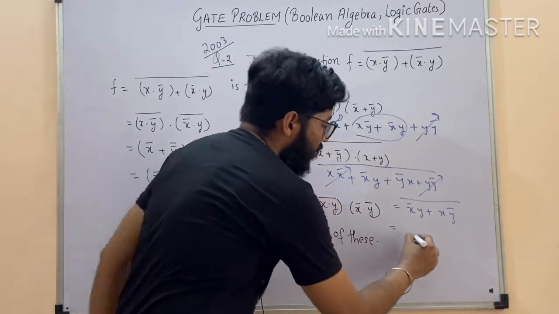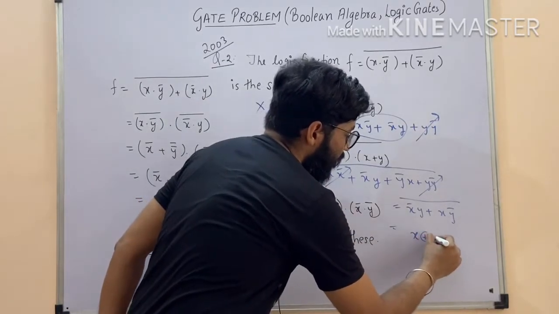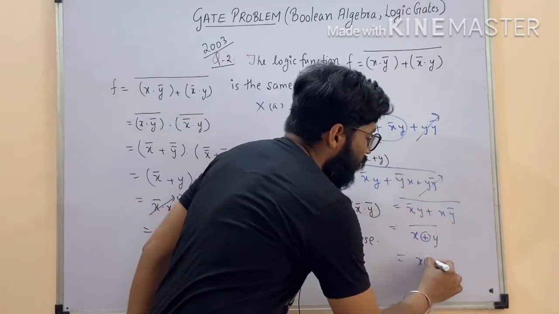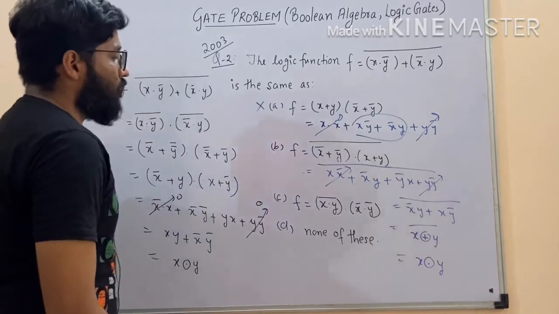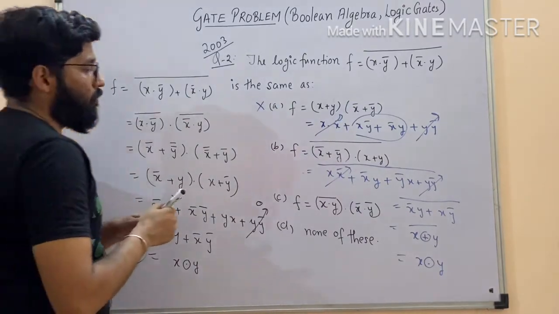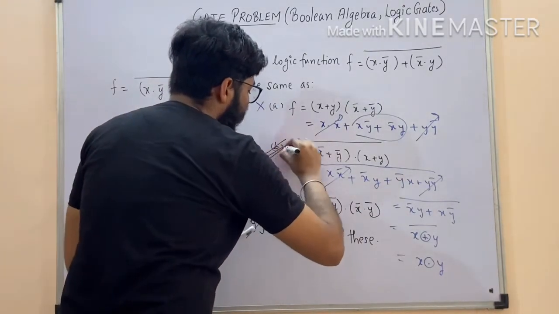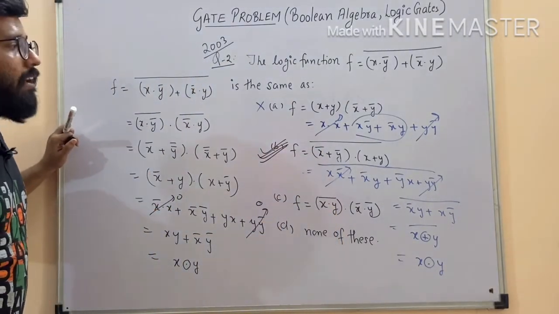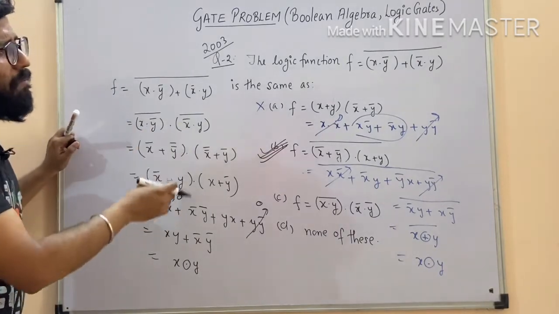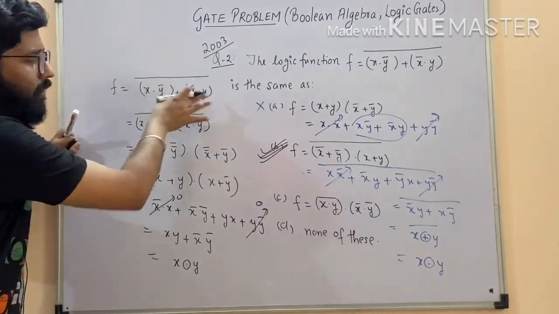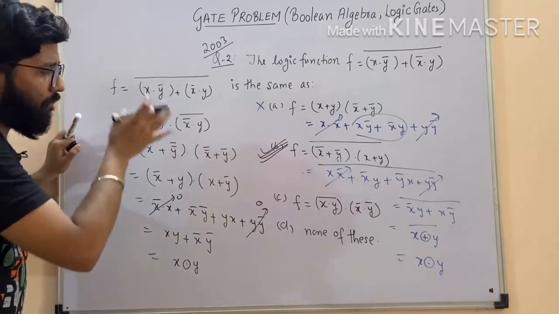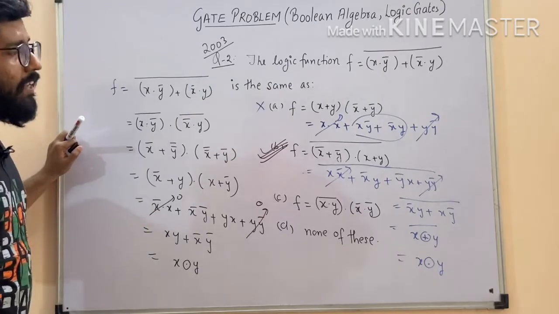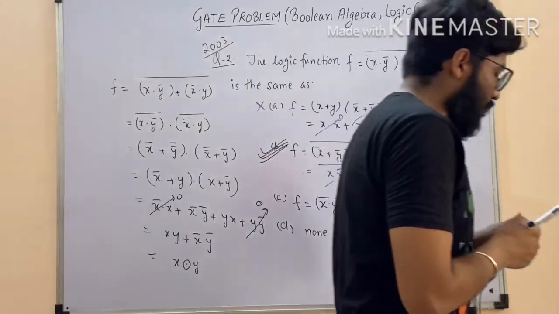The complement of the XOR gate is what? XNOR. So you will get x XNOR y. So option B is correct. You have to take option B, this is the correct option. Okay, so in this fashion you will do the GATE problem, with the basic concept. You have to apply De Morgan's theorem here, and after De Morgan's you have to simplify your Boolean expression. Okay, this is clear.